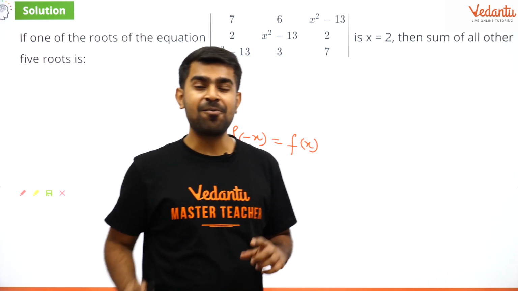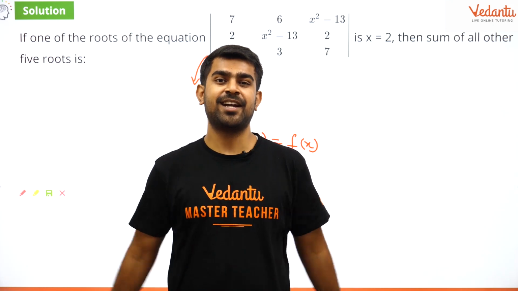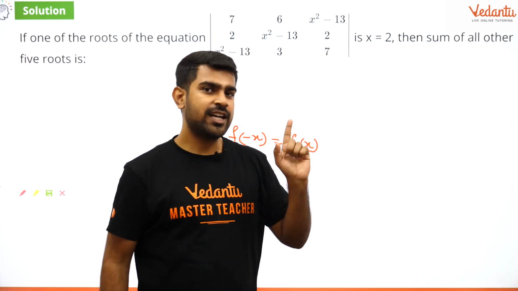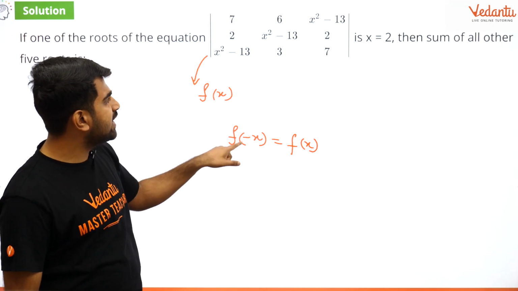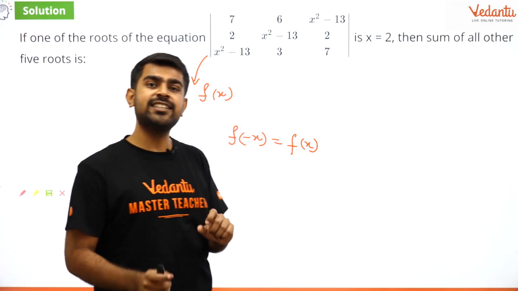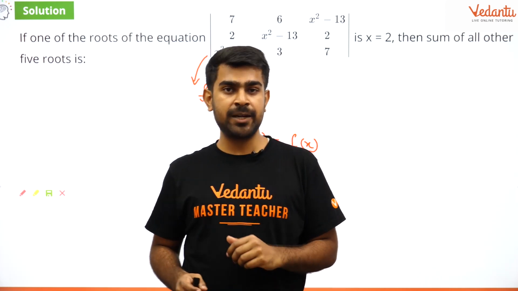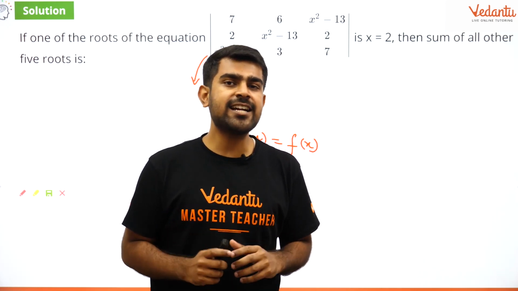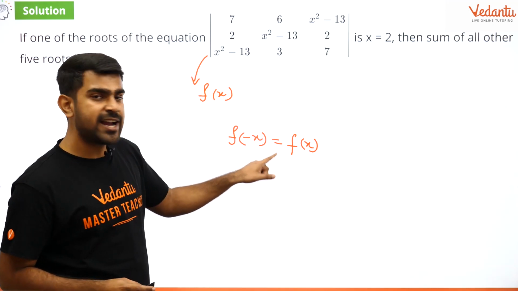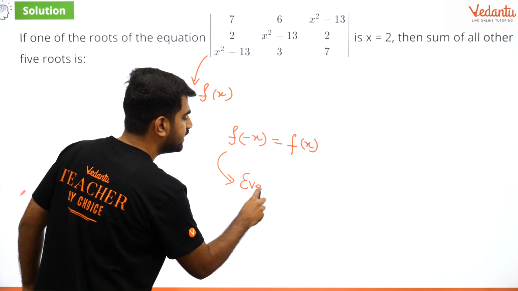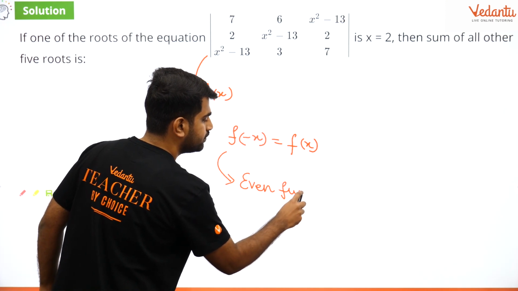So I hope some of you got it right. I'm not sure. So please have a look at it again. Now coming back to this, if I put x as minus x, don't you think I get the same thing back again? Don't you think I get the same determinant back again? Exactly guys. So I can say f of minus x is equal to f of x. This implies that it is going to be an even function.